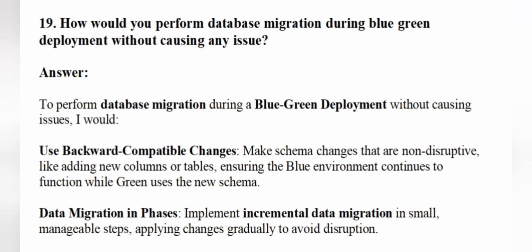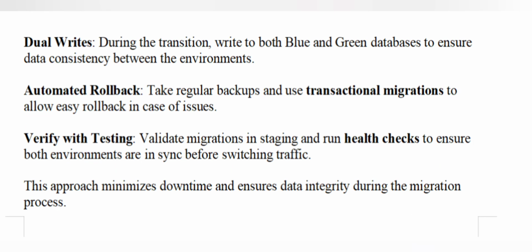Next would be data migration in phases. Implement incremental data migration in small, manageable steps, applying changes gradually to avoid disruption. Next would be dual writes. During the transition, write to both blue and green databases to ensure data consistency between the environments. Then the next point would be automated rollback. Take regular backups and use transactional migrations to allow easy rollback in case of issues.